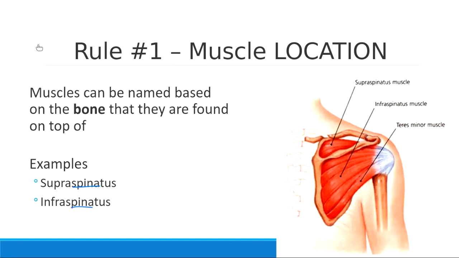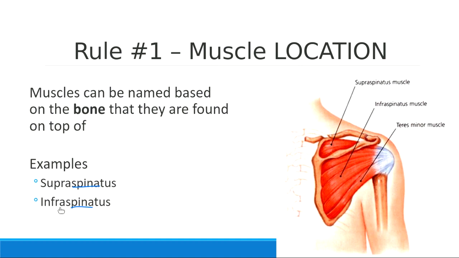These two muscles are named based on their relative location compared to the spine of the scapula. So I think it was even this week possibly that we were talking about scapula bone markings. When you feel your shoulder blade, you're feeling the spine of the scapula. So the supraspinatus lives superior to the spine, and the infraspinatus lives inferior to the spine.